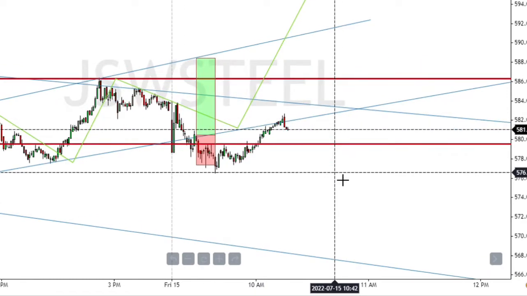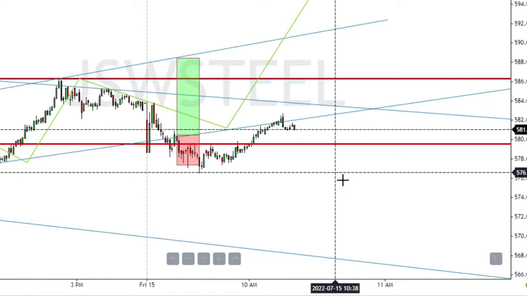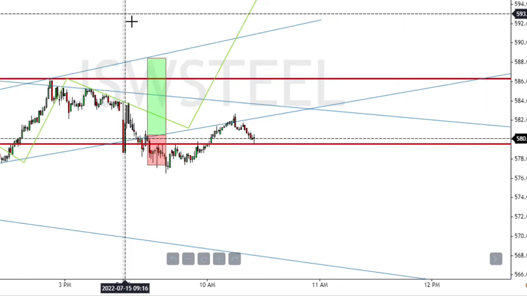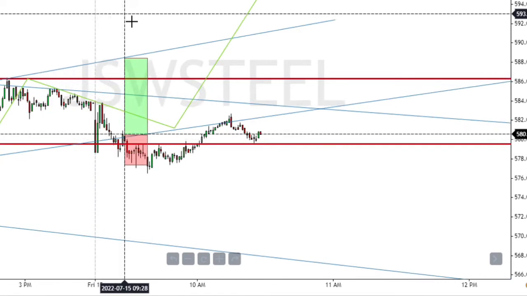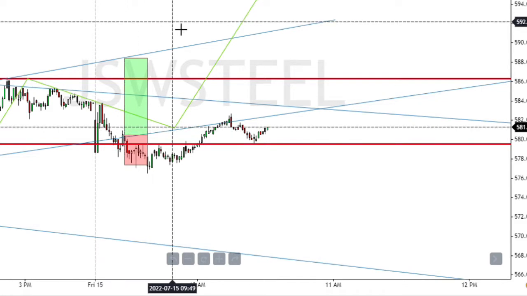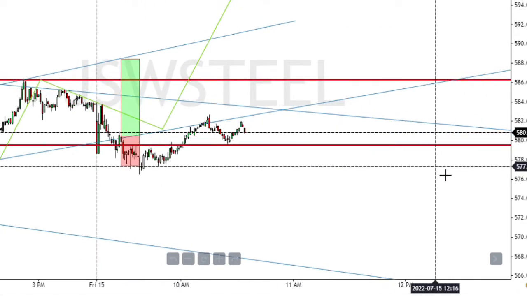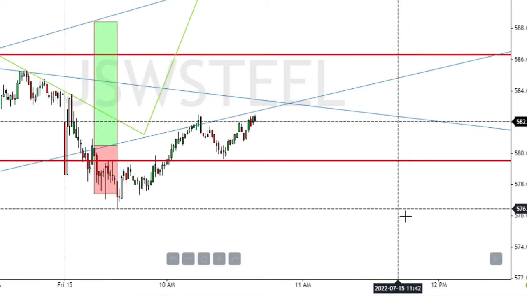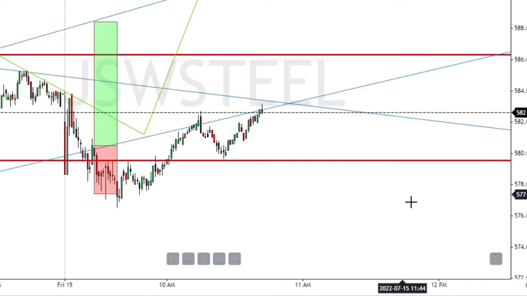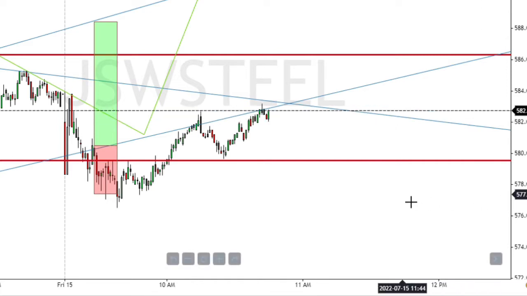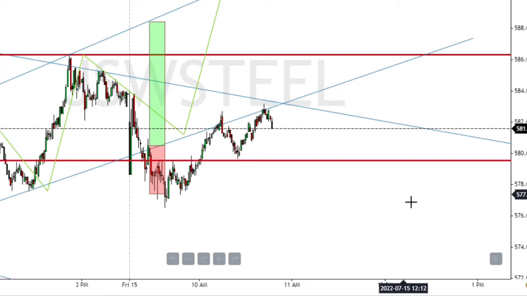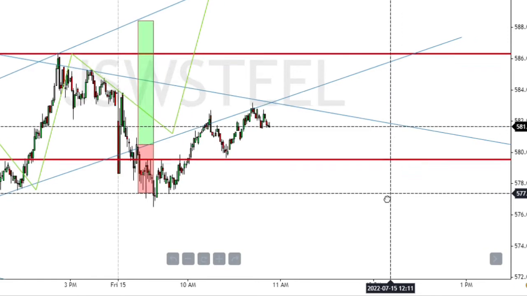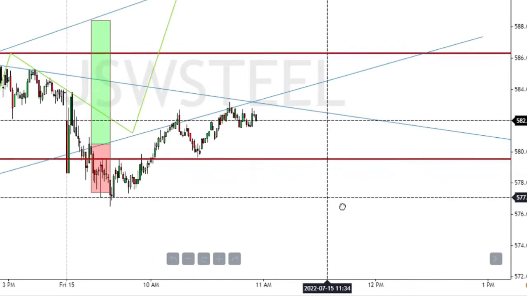Okay, it's getting rejected at the trend line. Okay, if it takes support and if it shows a buying opportunity, then I'll buy for sure. No, again it's getting rejected. Okay, it's following a trend, I guess, a small trend.